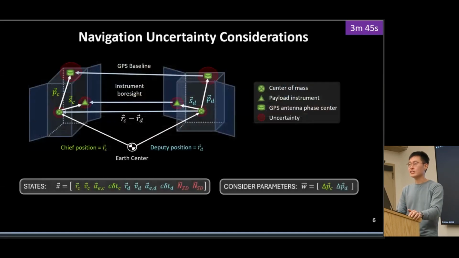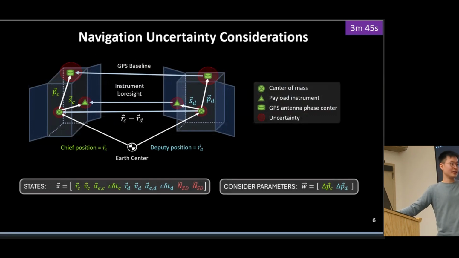A key concern that is not well addressed in literature, especially in formation flying, is the handling of uncertainty between center of mass to phase center offsets errors. Typically, the spacecraft states, which we show our state vector here, take reference from the spacecraft center of mass, as that is what the control usually references. However, GNSS measurements originate from the antenna phase center, which is shown in these cylinders on the diagram here.